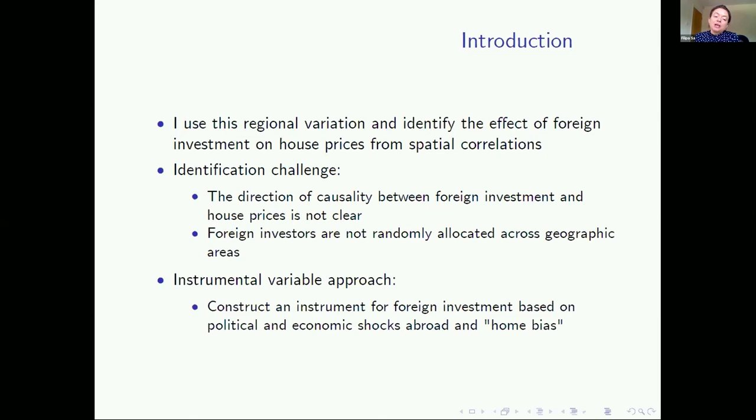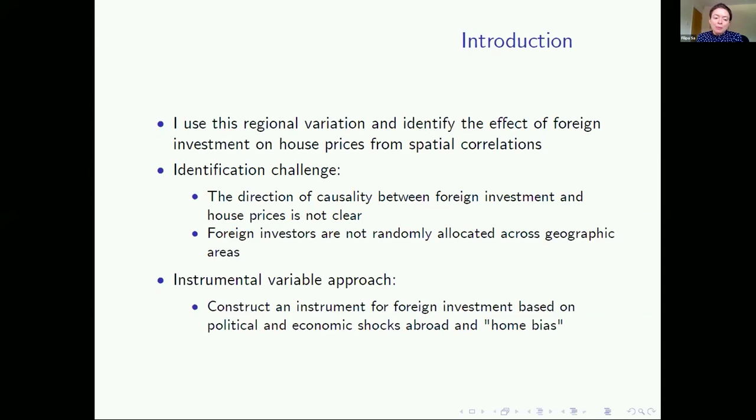So it can be that foreign buyers are buying in places where they think there will be higher appreciation. So you may have causality going from house price appreciation to foreign investment instead of the other way around. And foreign investors are not randomly allocated across geographic areas. So you have an endogeneity problem.